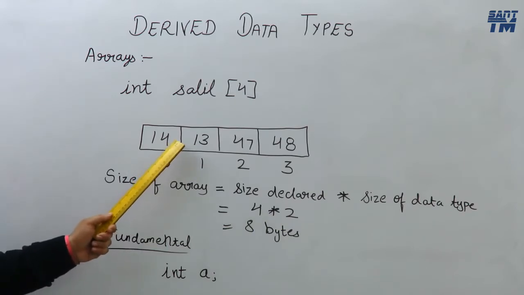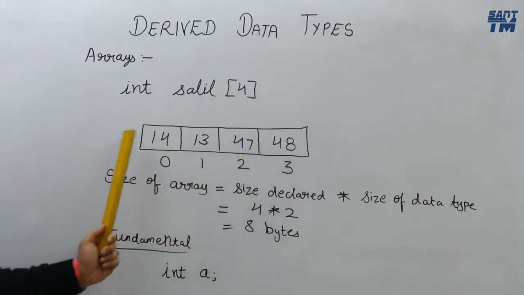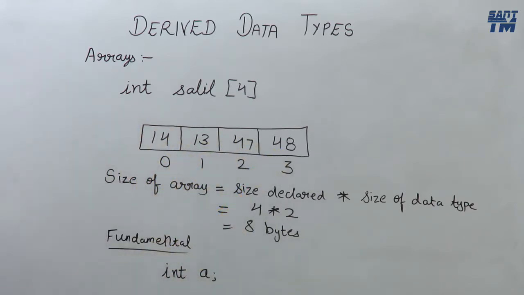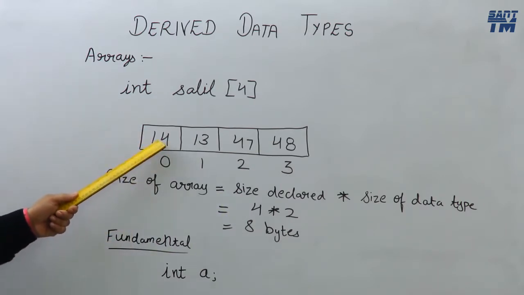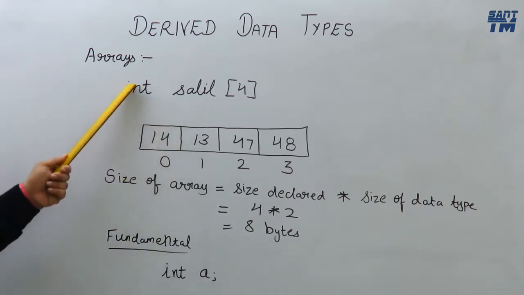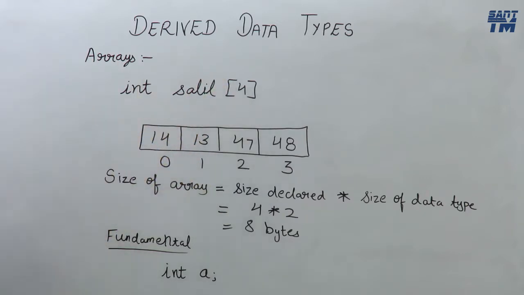Each cell will be of 2 bytes. Here 2 bytes, 2 bytes, 2 bytes and 2 bytes. The sum will be 8 bytes. Each cell will carry an integer. That's why the size of each integer, 2 bytes, is multiplied by the array size. So 8 bytes is the size of this array. So you can create any customized type of array depending upon your need.